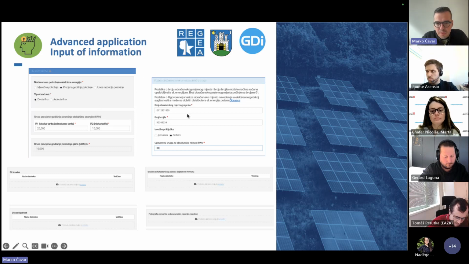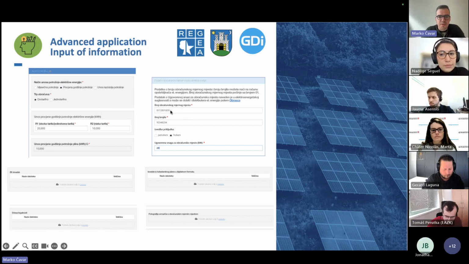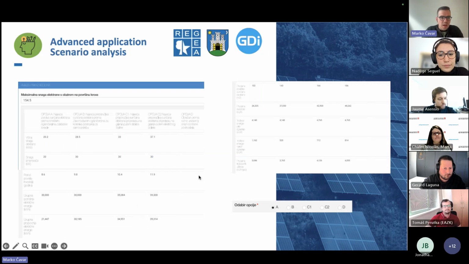Same goes for numbers. This is the number of your measurement unit and so on, and below you can upload all the necessary information about the legality, legal aspects, some photos and so on.